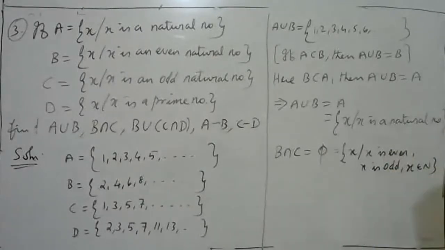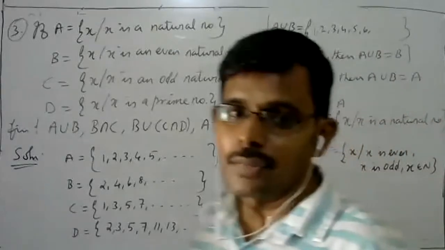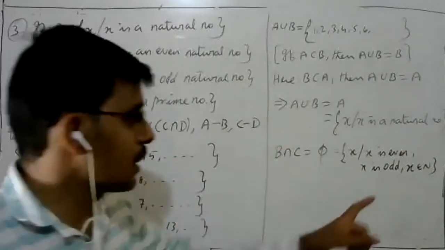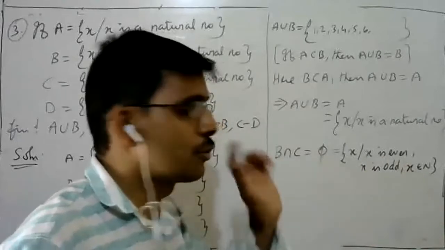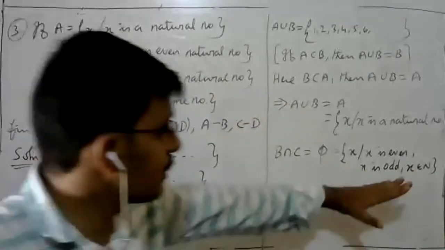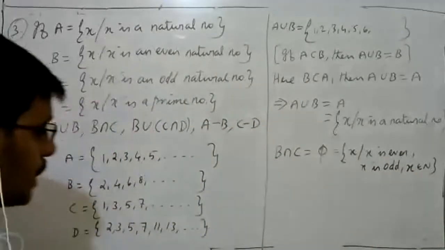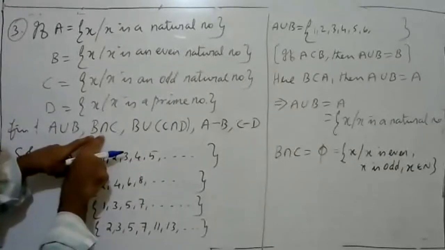So this is not at all possible. x is even and odd is not at all possible for a natural number. So definitely it should be an empty set, but this is the set builder form. Are you okay about this B intersection C?